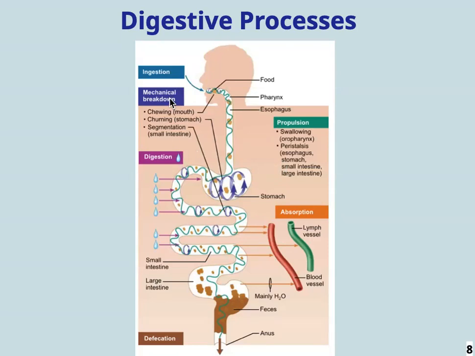Okay, and other forms of mechanical breakdown that allows larger food to be broken down into smaller pieces include chewing with our teeth and the churning motion of our stomach. As we'll see later, our stomach contains 3 layers of muscles, unlike the rest of our digestive tract, which only has 2 muscle layers, stomach has 3. So that churning motion of your stomach assists in the mechanical breakdown of food.